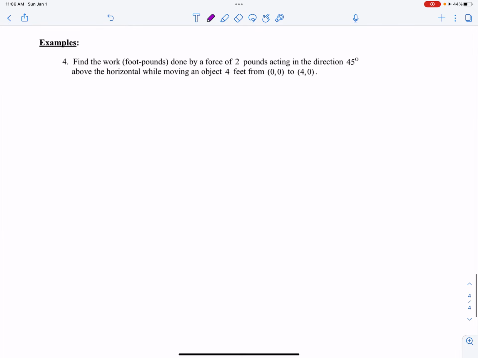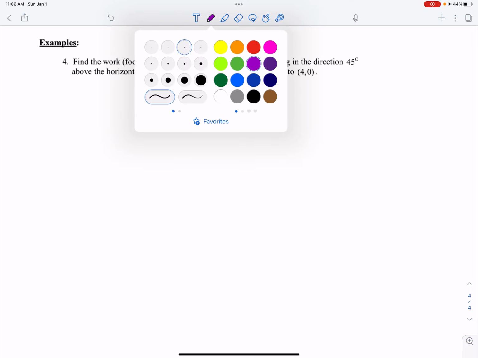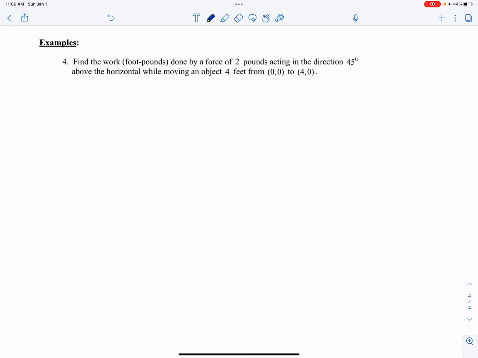For our final example, we're going to calculate work. Find the work, in foot-pounds, done by a force of 2 pounds acting in the direction of 45 degrees above the horizontal while moving an object 4 feet from 0, 0 to 4, 0. So let's get a visual of what's happening here. 0, 0 is our starting position, and we want to move over here to 4, 0. So it's almost like we're pulling something maybe.